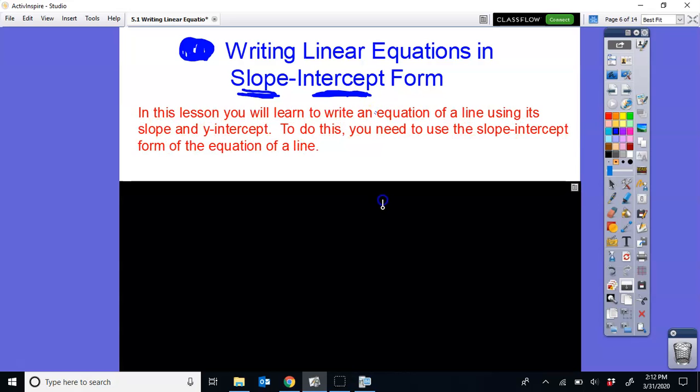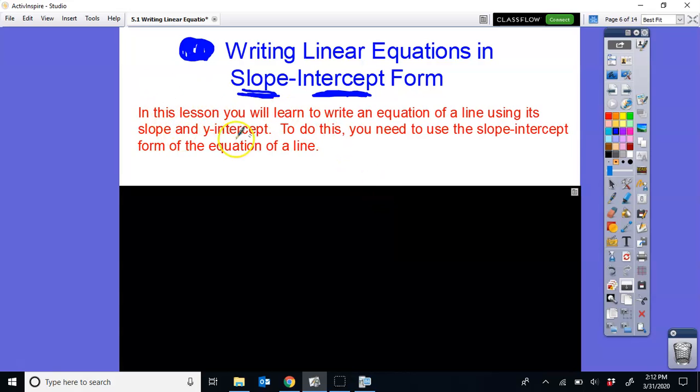So you don't need to write this down here. But in this lesson, what we're going to learn is to write an equation of a line. So this is going to be the big key here. Write an equation of the line. So we're not just graphing the lines anymore. We're actually also writing the equations using the slope and the y-intercept.